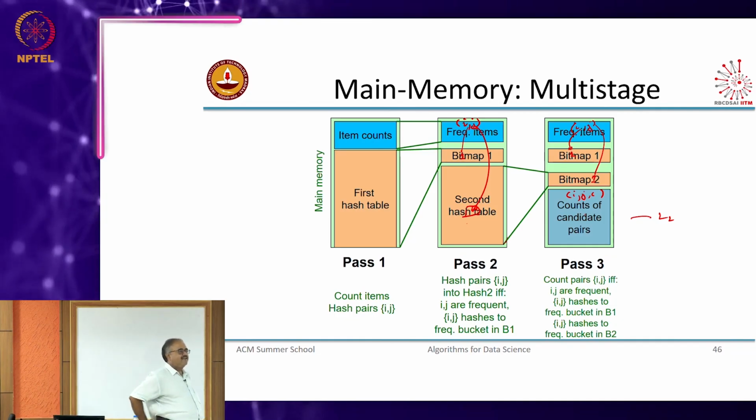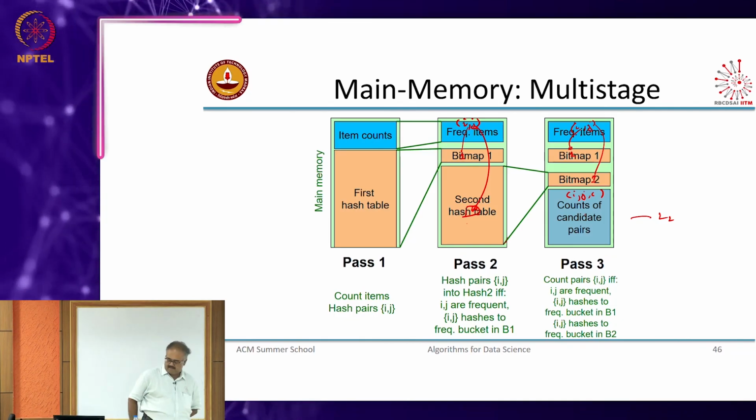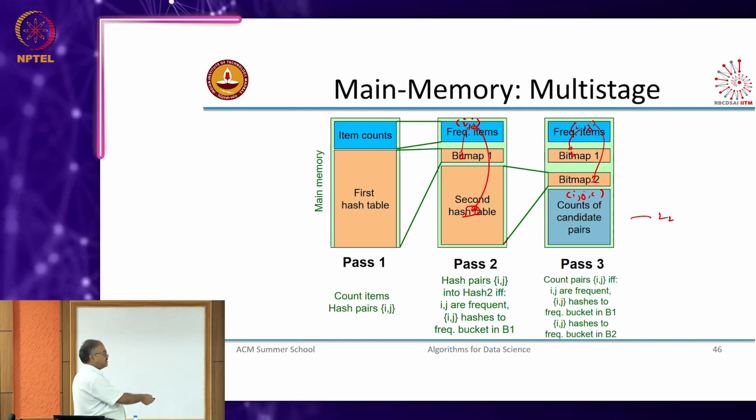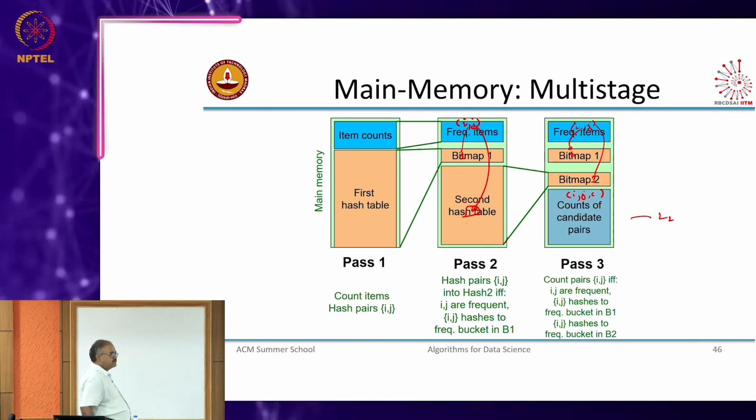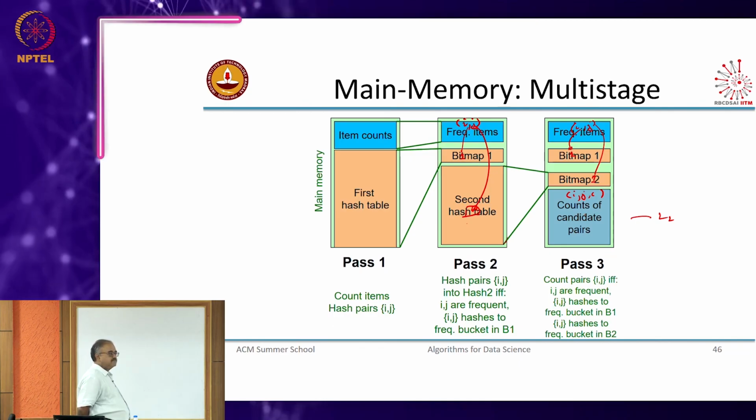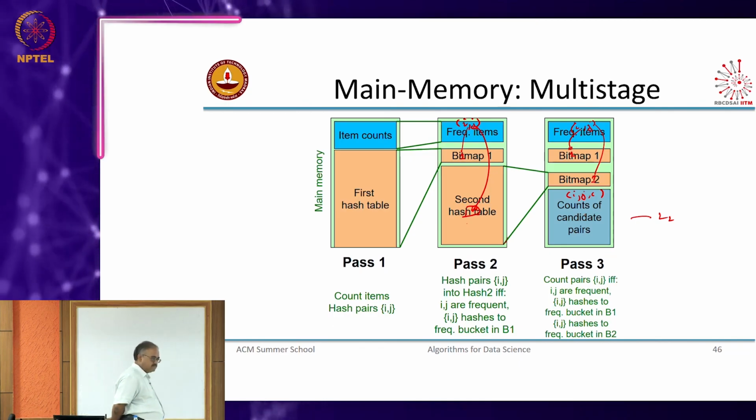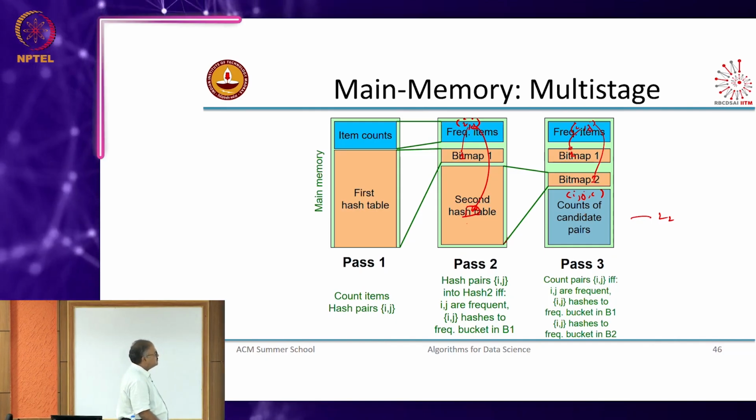Irrespective of whether they are frequent individually or not, when we add I and J, we are hashing them. And if and only if they are frequent, we add them to a frequent bucket, which is V1. So here we are trying to prune it so that it will be at most frequent items, and that is how we are going through this.